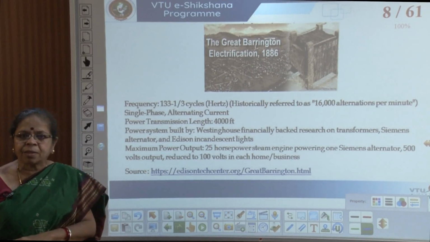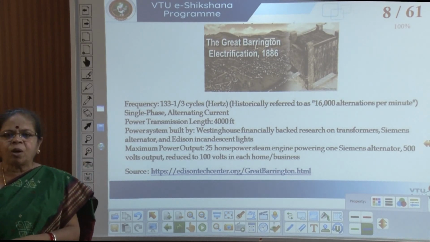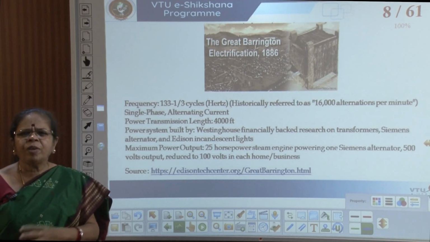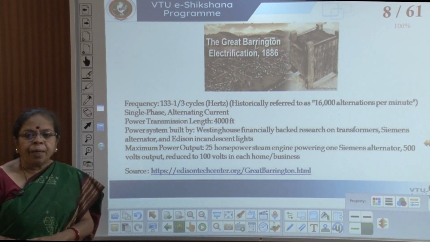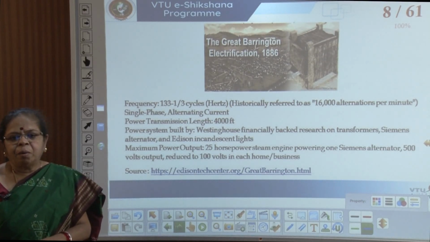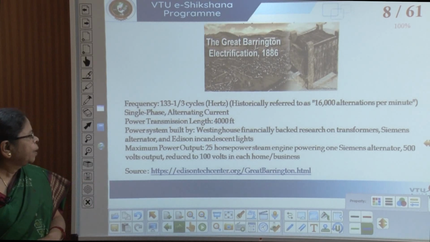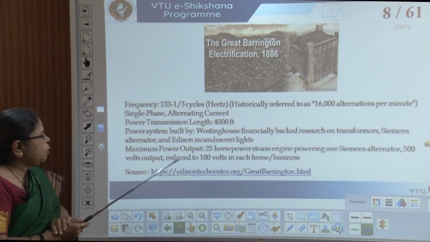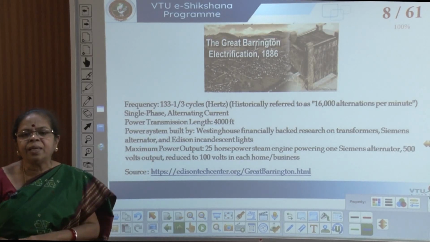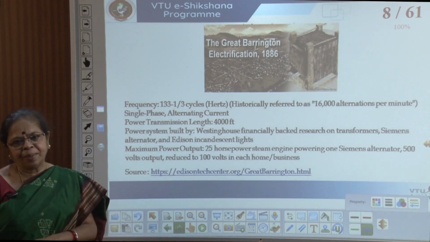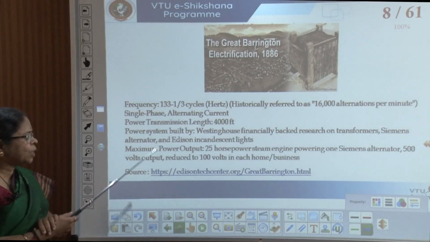And it was a single phase AC system, and the transmission length was around 4,000 feet. So, roughly slightly more than a kilometer, and it was built by Westinghouse and backed by research on transformers by Siemens at that time. And what they used was Siemens alternators, transformers from Westinghouse, and Edison incandescent bulbs. So, even then the Edison incandescent bulbs, we all know till very recently were very popularly used. This is what the system used.